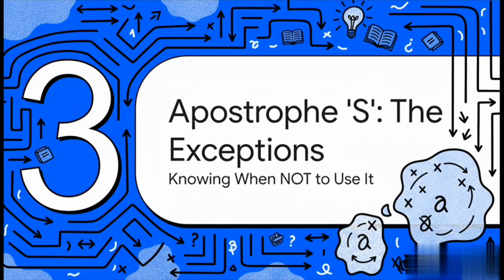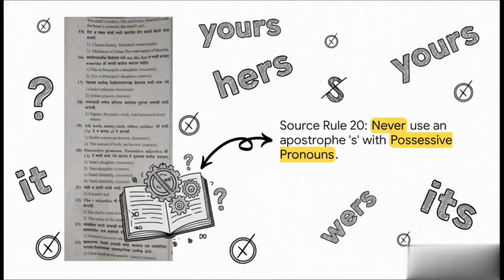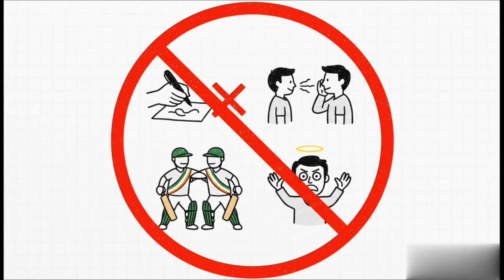Okay, so you've learned the rules, even the creative ones. Now it's time for the next level, learning when not to use the apostrophe. Honestly, knowing the exceptions is what really separates the pros from the beginners. Our source points out that possessive pronouns, words like yours, hers, its, already show ownership all by themselves. They never, ever, ever get an apostrophe. So the big takeaway here is you never write your's faithfully. It's always yours faithfully.